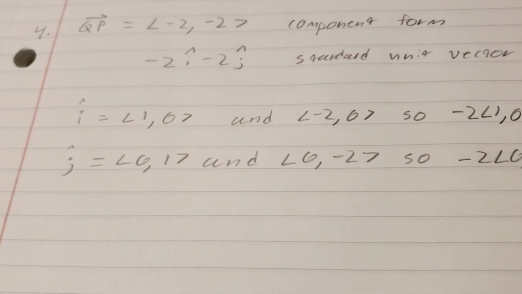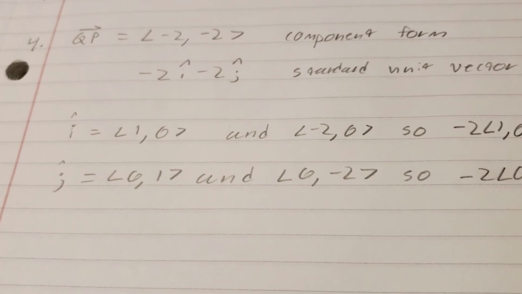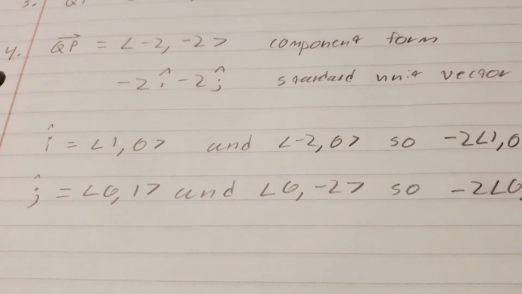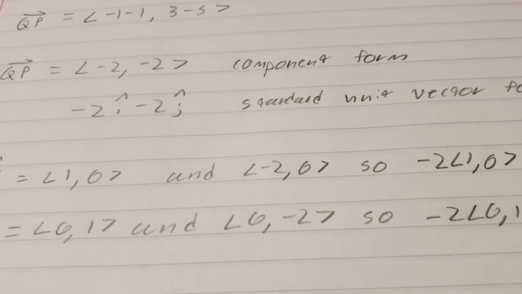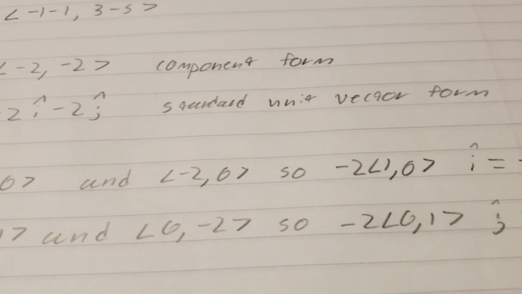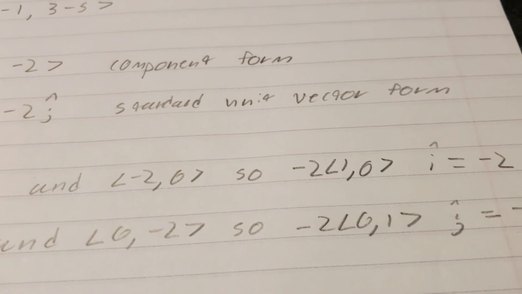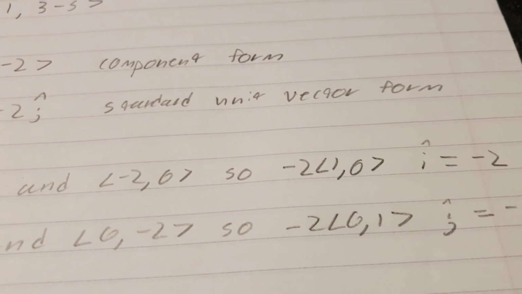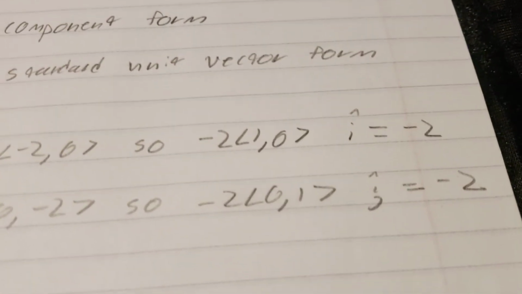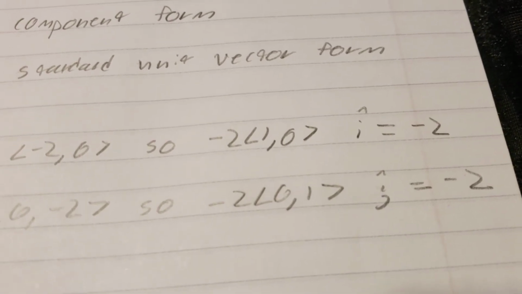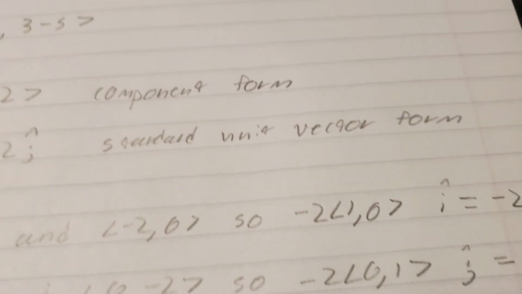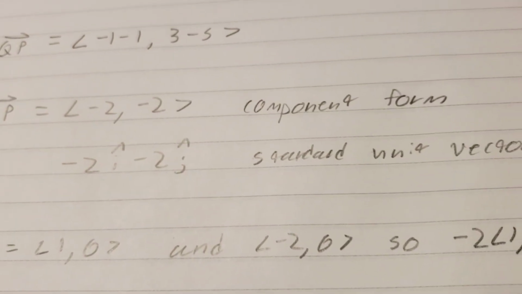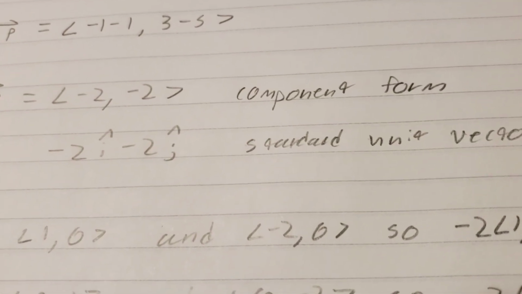And a similar occurrence happens with j. j is 0, 1, and when you plug in your -2 component of your vector, you get 0, -2. When you pull out your -2 to get back to 0, 1, you realize that it's -2 times your 0, 1. Therefore, j hat is also -2. And you can combine those to get your -2 i hat and your -2 j hat.